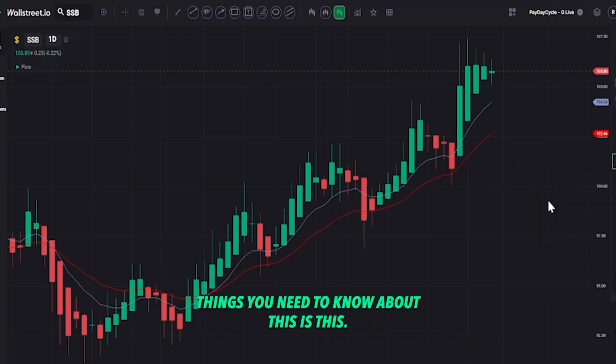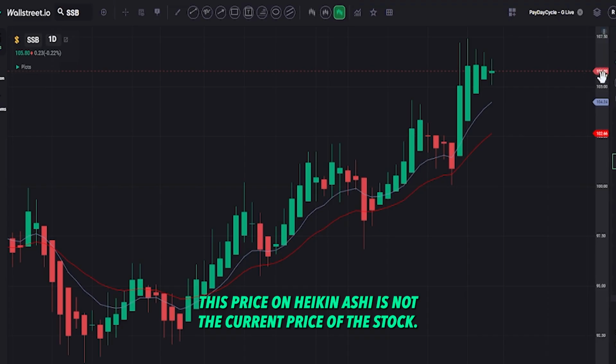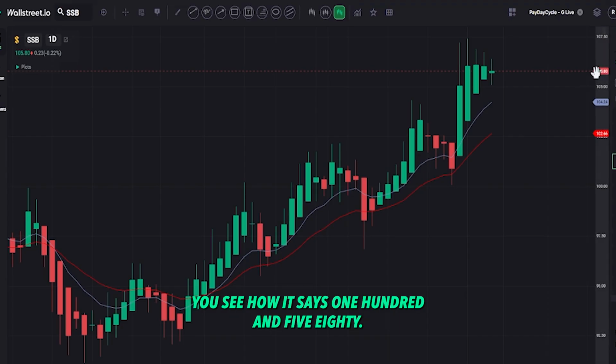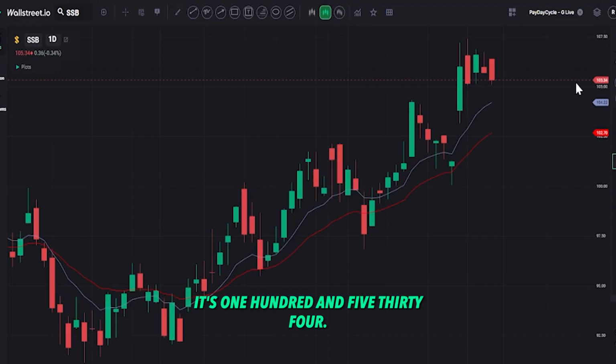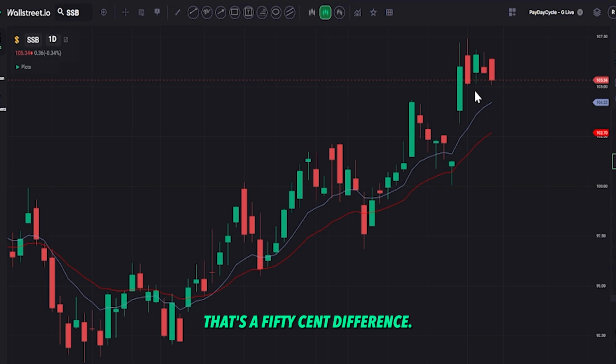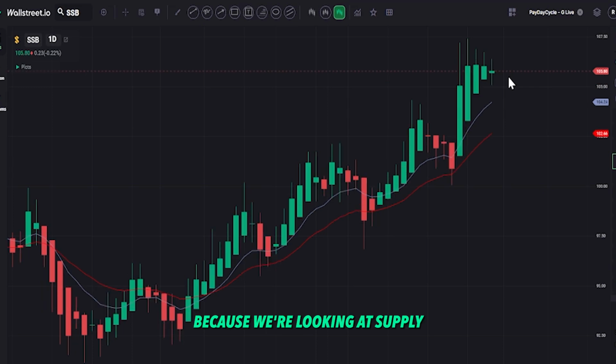And the most important thing, there's a few things you need to know about this, is this. This price on Heikin Ashi is not the current price of the stock. You see how it says 105.80? What's the actual price? It's 105.34. That's a 50-cent difference because we're looking at supply and demand, not just the price of the stock.